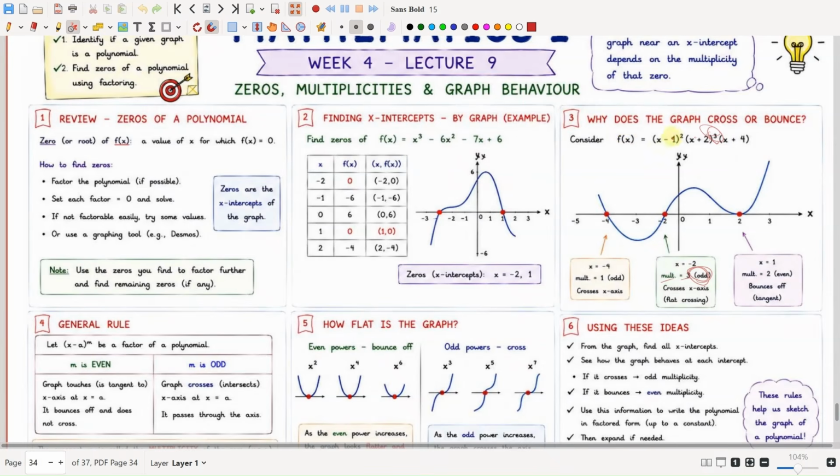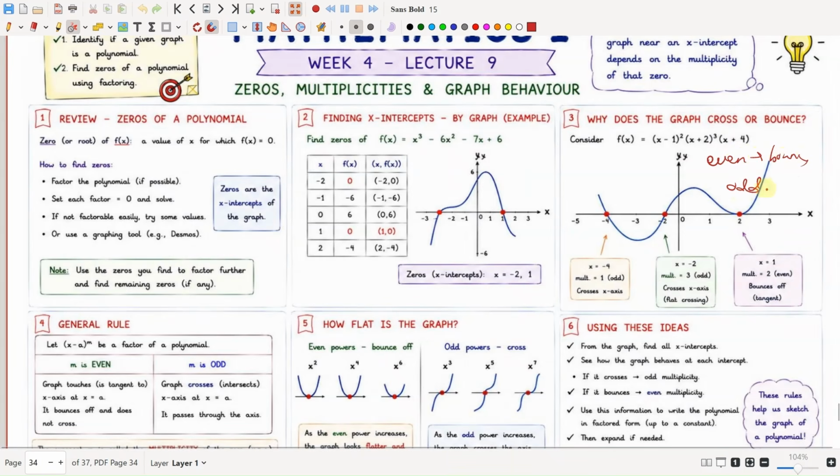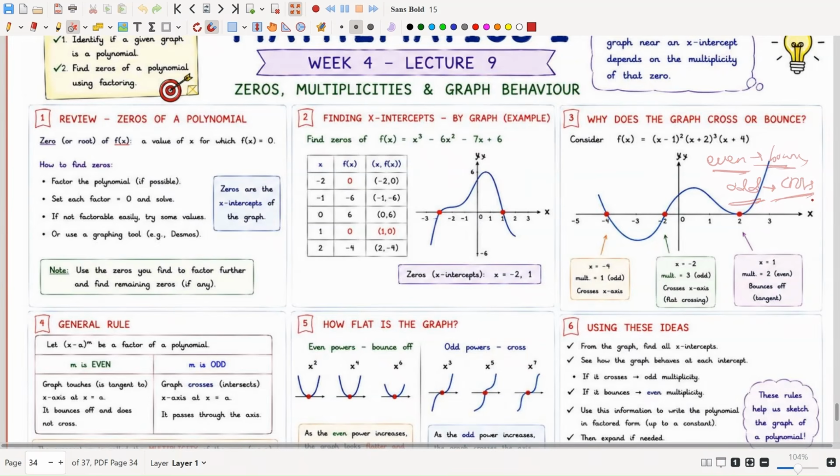And for (x minus 1) the whole square, the degree is 2, so the multiplicity is 2 and it is even. Even multiplicity means it will bounce off. Odd multiplicity means it will cross the x-axis. Okay, remember this. Even multiplicity means it will bounce off. Odd multiplicity means it will cross the x-axis.